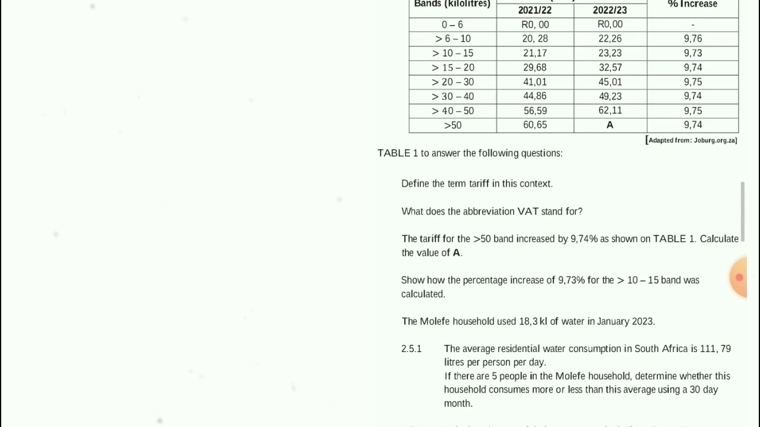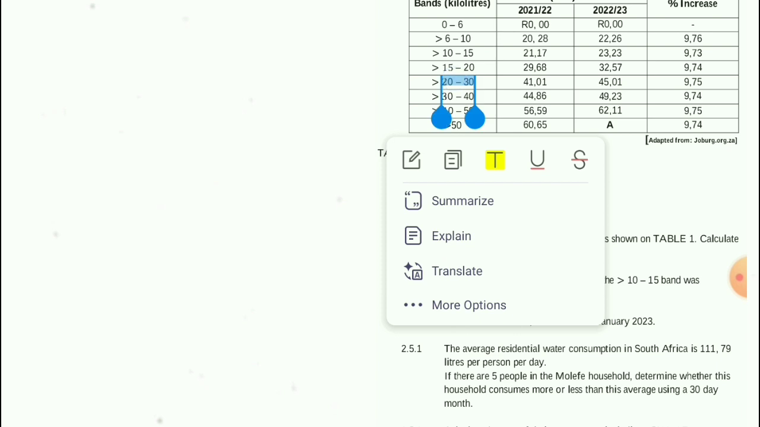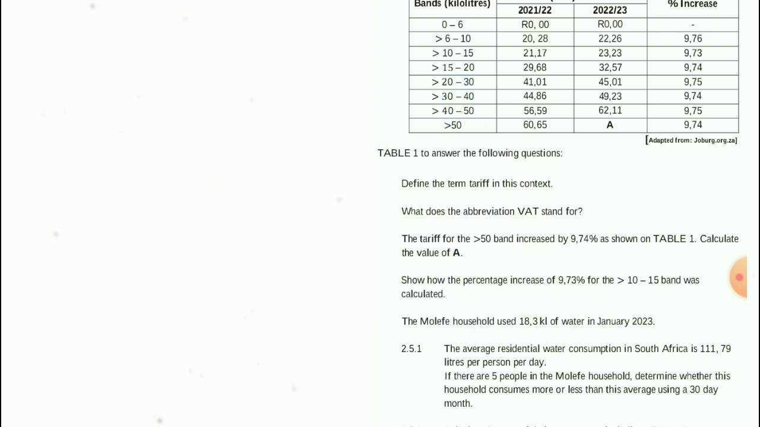So where is the 20 to 30 band? It's right here. I'll make it blue. I hope you guys can see the blue spots there. So we are dealing with that column now. What were you going to do? Try to do it for yourself, guys. Remember, you start with the biggest when you're minusing. Pause the video and try to calculate. You are going to say 45.01 minus 41.01 multiplied by 100%.